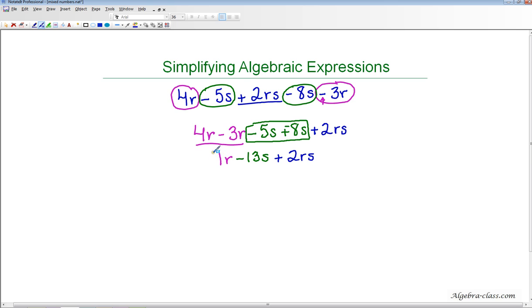However, in algebra, whenever you have 1 as a coefficient, you don't actually need to write it. It's always assumed if there's no coefficient that it is 1. So I could write this as r minus 13s plus 2rs as my final answer.